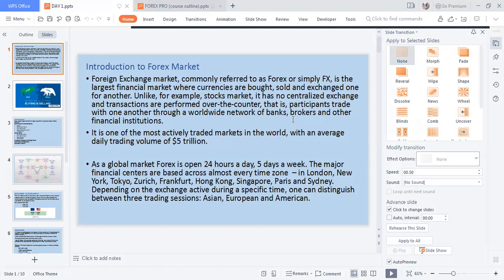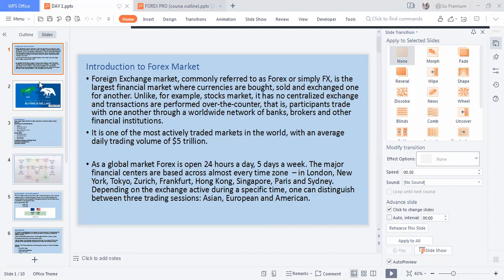As a global market, Forex is open 24/5. I mean, it is open from Mondays to Fridays, and the major financial centers are based across every time zone: London, New York, Tokyo, Zurich, Frankfurt, Hong Kong, Singapore, Paris, and Sydney. Now, there are several specific times Forex can be traded. We can look into Forex like the Asia session. We can also look into what? The European and the American what? Session. These are the sessions we can check out in Forex.